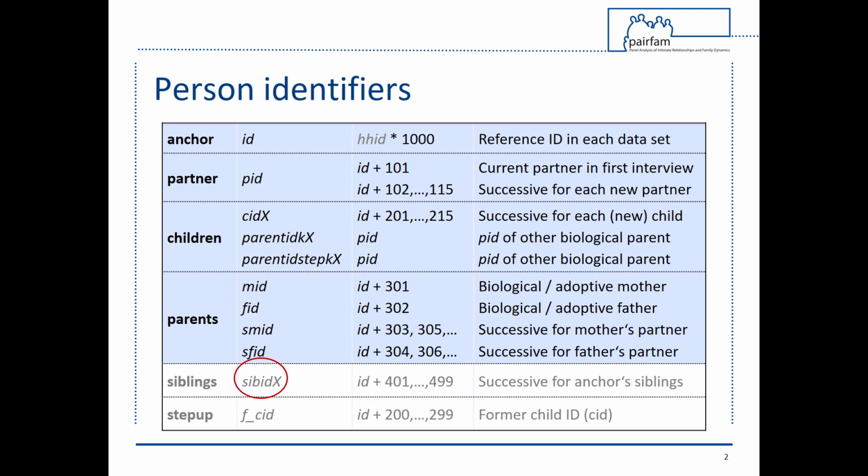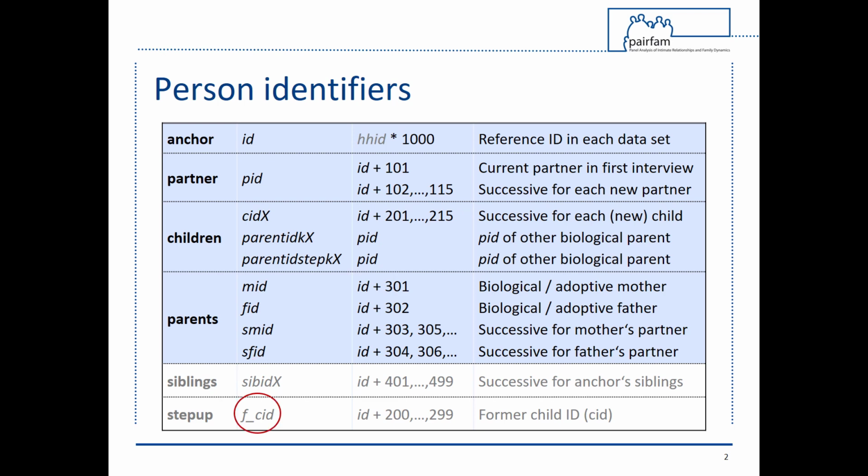Each parent provides information about their children, the anchor respondent and their siblings. Each sibling was also assigned a unique identifier, SIB-ID, which is part of the parent data. X denotes the order of the siblings. Please be aware that the order of the anchor siblings in the parent data is not identical to that in the anchor data.